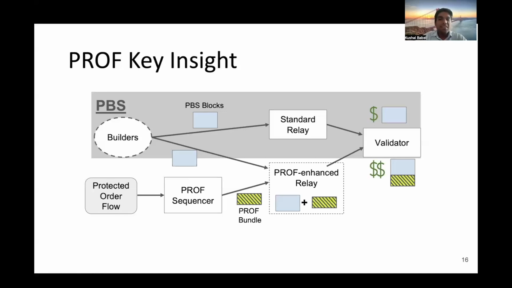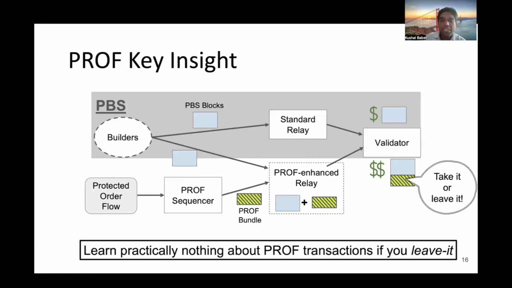The validator could either choose the PBS block, or it could choose the enriched block with PROF, which has a little bit higher reward. And the main guarantee here from PROF is that the validator has a take it or leave it choice. What I mean by that is that if the validator does not choose the PROF enriched block, then it learns nothing about the PROF transactions. So the validator could either take the PROF enriched block and get a higher reward, but if it chooses to reject it, it learns absolutely nothing about the details of the PROF transactions.